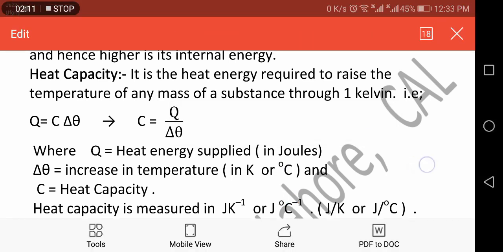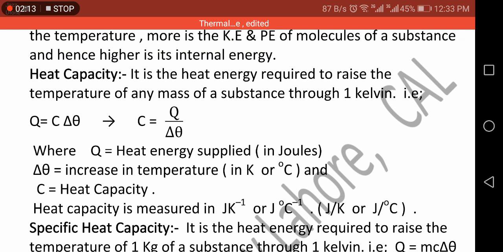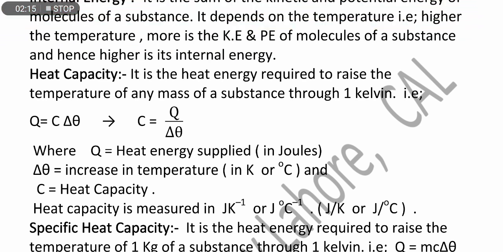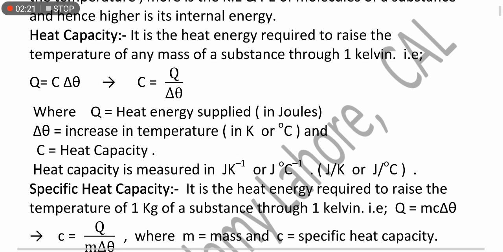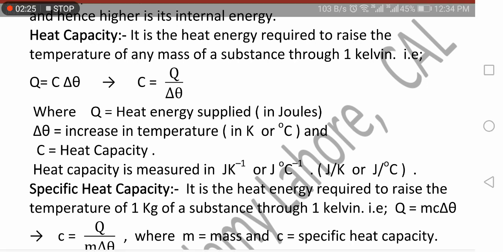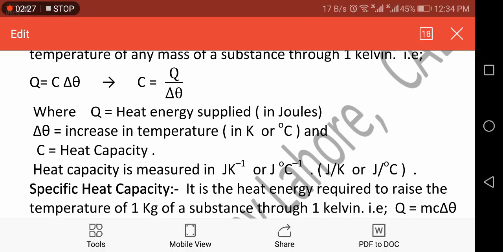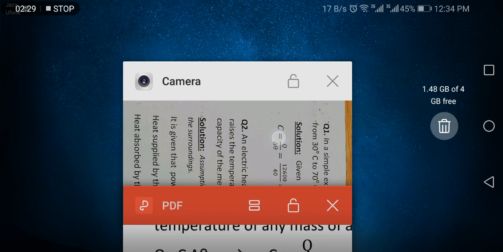Now capital C represents heat capacity. So the unit for heat capacity is joules per Kelvin or joules per degree Celsius, whichever unit you can use. Let us consider an example for the heat capacity of a body. I am doing a numerical for you.